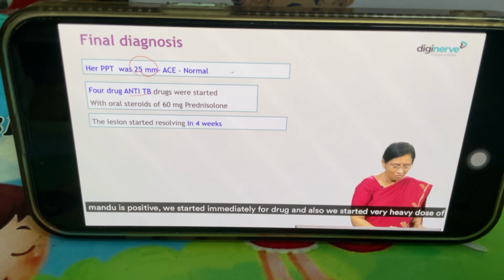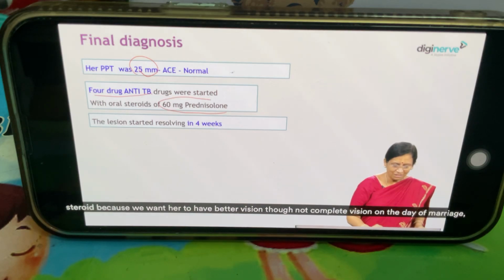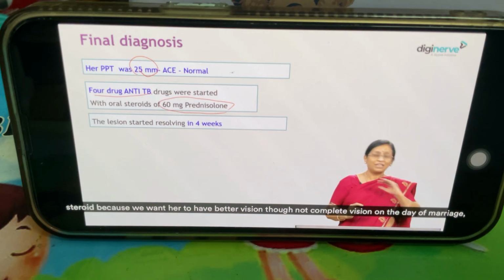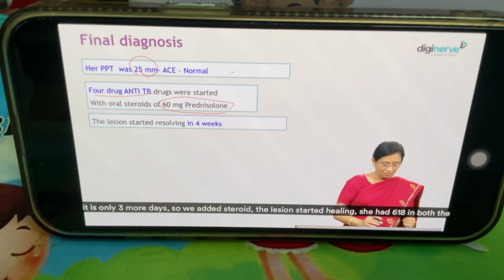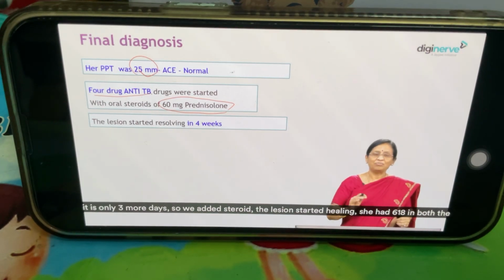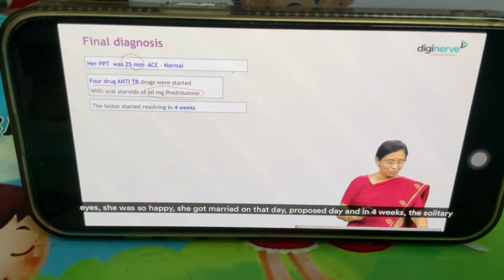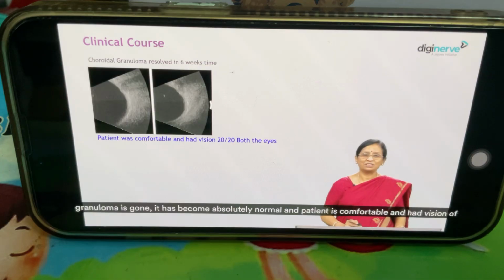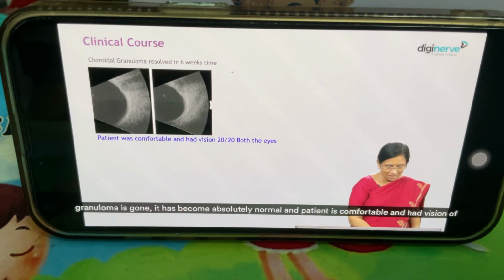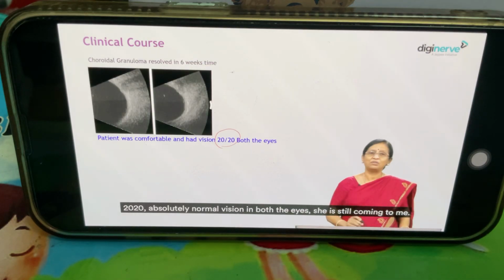We started the drugs immediately, and also a very heavy dose of steroid, because we wanted her to have better vision, though not complete vision, on the day of marriage. It's only 3 more days. So we added steroid. The lesion started healing. She had 6/18 in both eyes. She was so happy that she got married on that day, the proposed day, and in 4 weeks, the solitary granuloma is gone. It has become absolutely normal. And the patient is comfortable and had vision of 20/20, absolutely normal vision in both eyes.